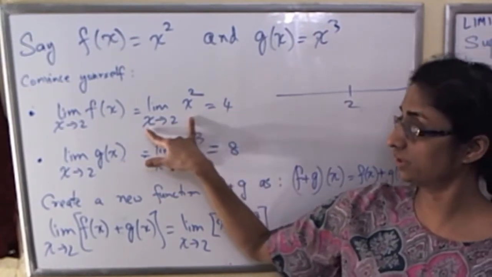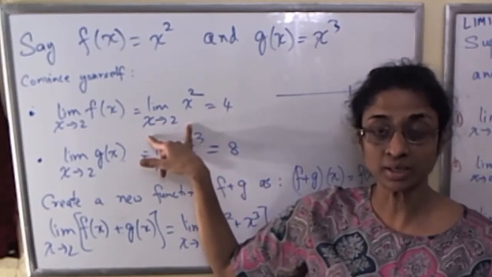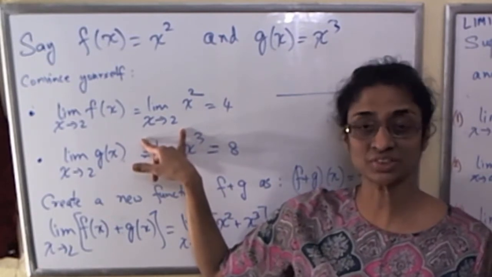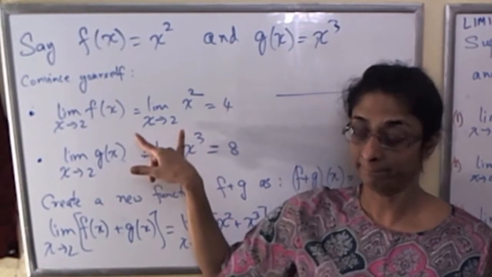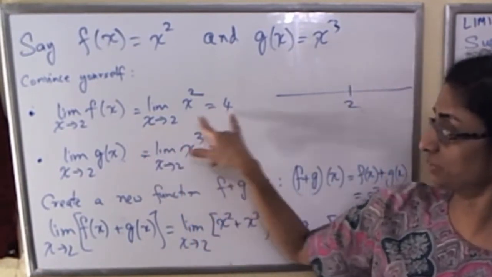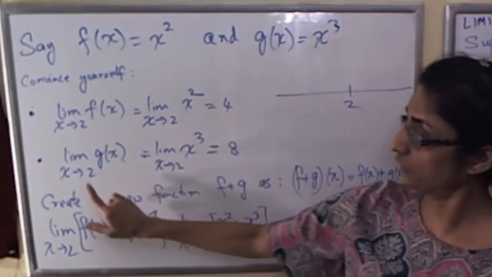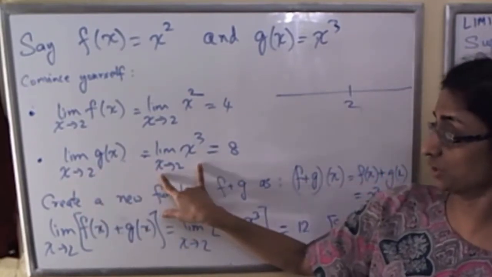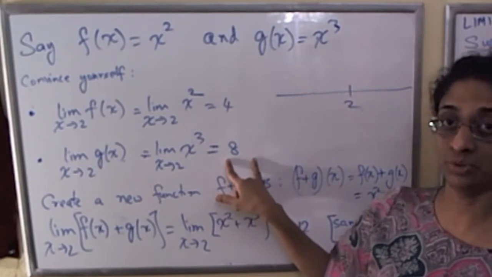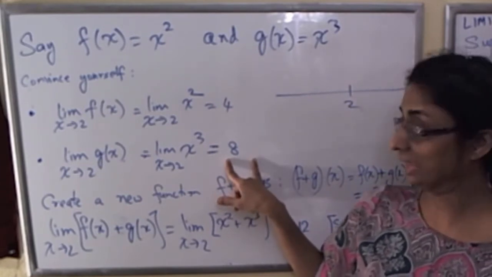You can either construct a table of values, as we've done in another video, or you can sketch the graph of f of x equals x squared. But you convince yourself that this limit is in fact 4. Same thing for limit of g of x as x approaches 2. We can also write it this way, and convince yourself that this limit is exactly equal to 8.